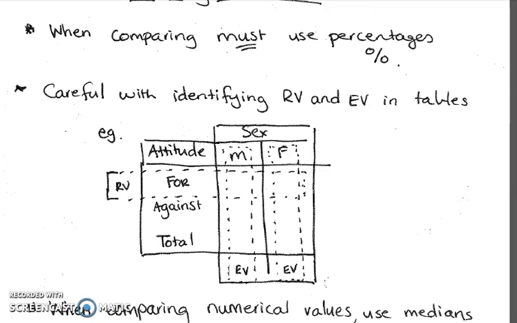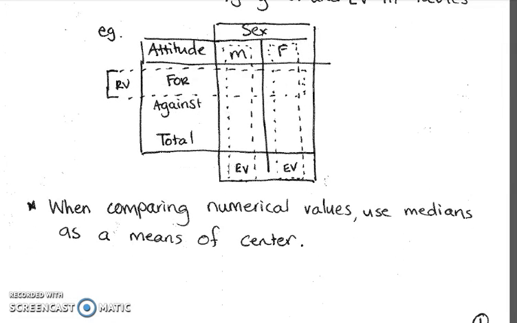When comparing numerical values, we use the median as the measure of centre. So make sure you've lined them all up in size order, because median needs to be in size order, and then we use that as a measure of centre.